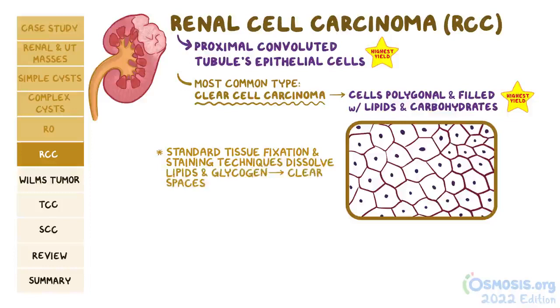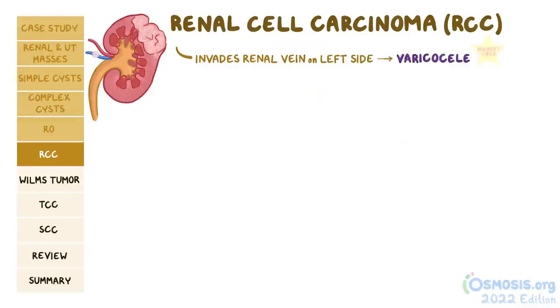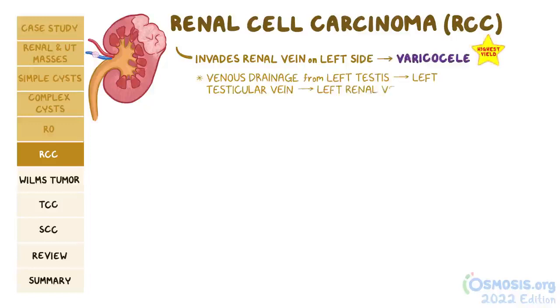empty spaces behind. Now, RCC can invade the renal vein, and if it invades the renal vein on the left side, it can lead to varicocele. This is because the venous drainage from the left testis travels through the left testicular vein and then through the left renal vein and finally into the inferior vena cava.